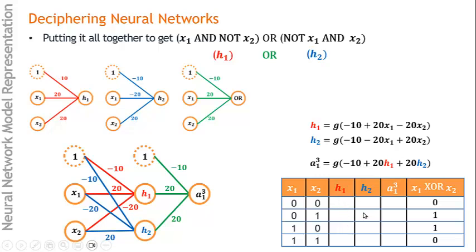So I'll let you work this out as an exercise. Just follow these equations, fill in these values according to these equations. Remember, g of a large negative number is 0, g of a large positive number is 1. So we can work this out. It's actually going to give me what I need. If you remember, this is the XOR function.